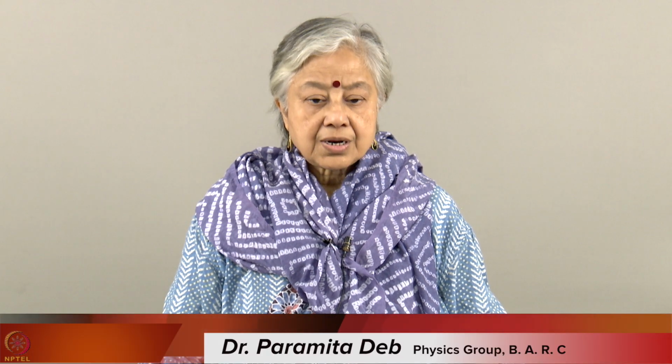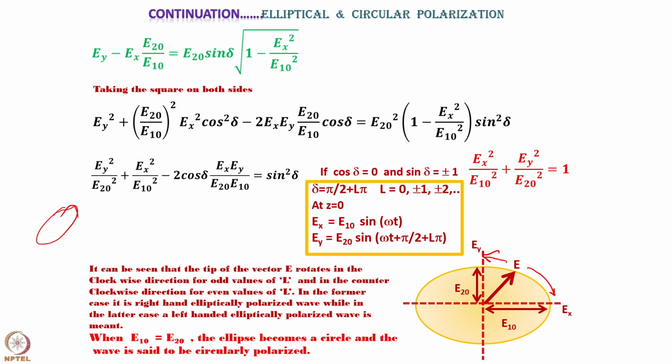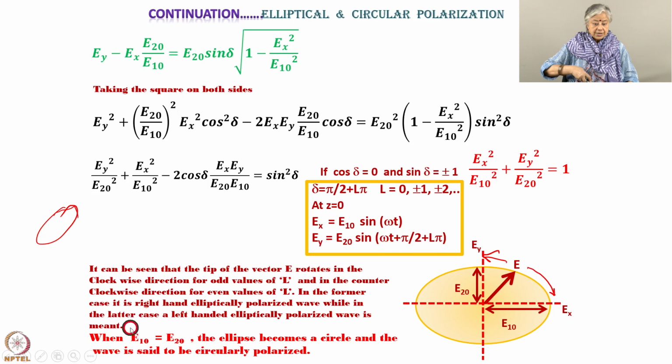So, continuing from where I left last time, I had stopped at the elliptically polarized light, which is the most generalized case. A little more specific case is the circularly polarized light we saw when the two amplitudes E10 and E20 become equal. Okay, so let us go ahead from here.